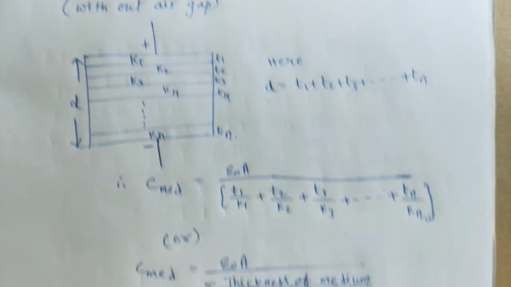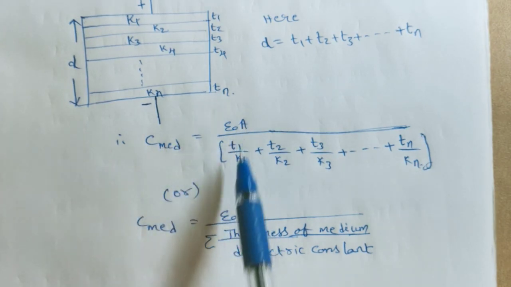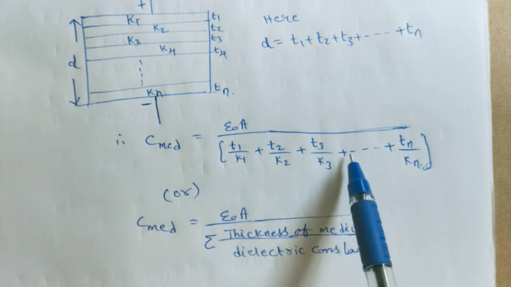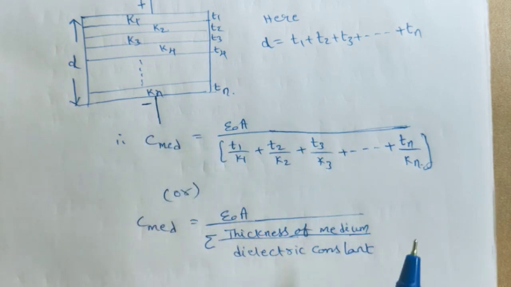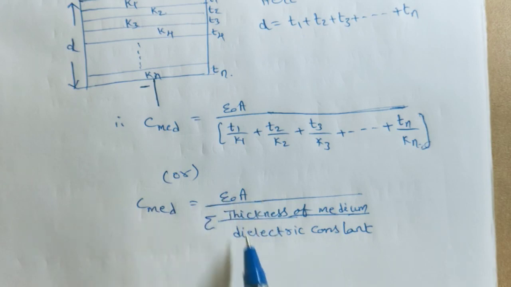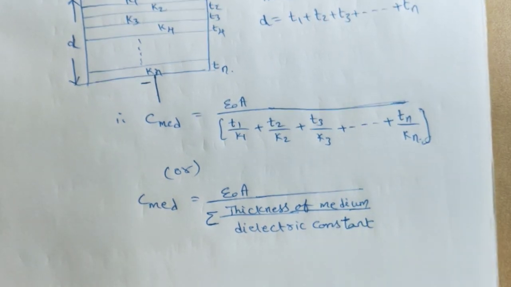In this situation, the new capacitance is C medium is equal to epsilon naught A divided by (t1 by K1 plus t2 by K2 plus t3 by K3 plus and so on up to tn by Kn). This is the formula we have. For remembering, we can write C medium is equal to epsilon naught A by the sum of thickness of the medium divided by dielectric constant. This formula is also very important for objective problems, and for solving objective problems we use all these formulas.